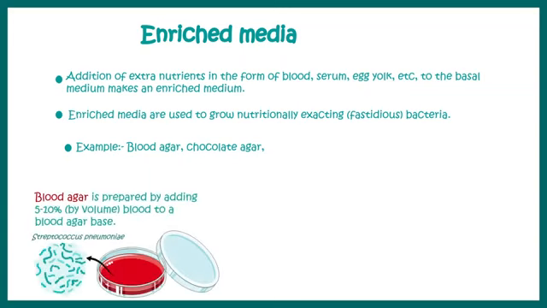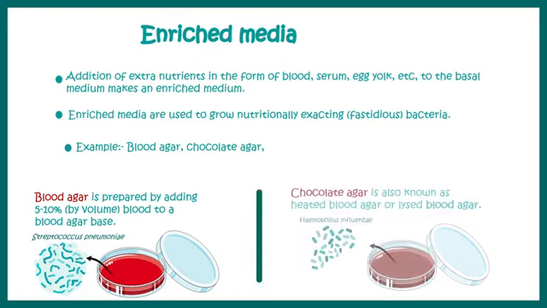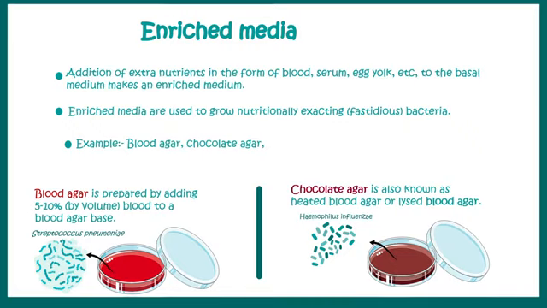Examples of such media are blood agar and chocolate agar. Blood agar is prepared by adding 5 to 10% of sheep blood to the minimal media, and this is appropriate for the growth of Streptococcus pneumoniae or many other organisms. Now, chocolate agar is one version of the blood agar where the plate is slightly heated and the blood cells are lysed. Among others, Haemophilus influenzae can grow in this particular media.